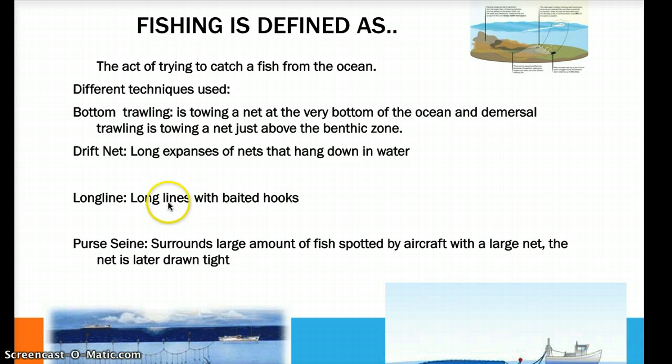Then we have the long line, and you can see it perfectly pictured at the bottom left corner. It's a long line placed in the ocean with other ropes hanging from it, and it uses baited hooks that are attached to it that catch the fish. Finally, we have the purse seine. You could imagine it like a purse because it's grabbed from the boat, and it's extremely big, and it catches all types of marine animals. Okay, so those are the techniques.